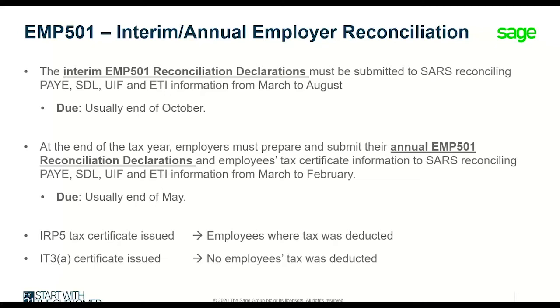We would issue an IRP5 tax certificate if we did deduct tax. Otherwise, it's an IT3(a) certificate if no employee tax was deducted. It's both the same form. It is termed IRP5/IT3(a).